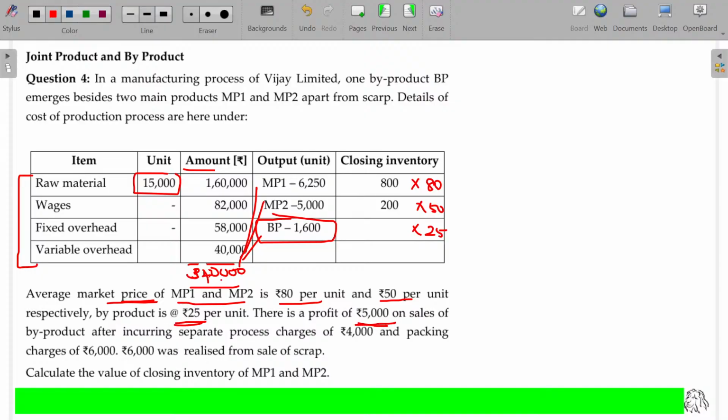There is a profit of rupees 5,000 on sale of byproduct after incurring separate process charges of rupees 4,000 and packing charges of 6,000. 6,000 was realized from sale of scrap.